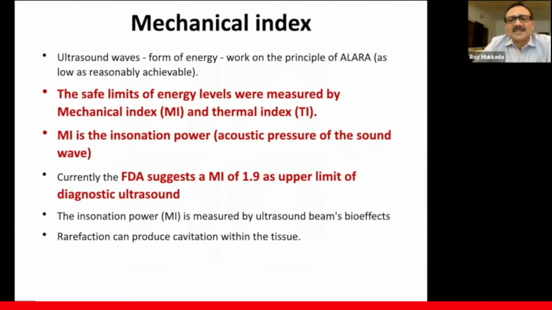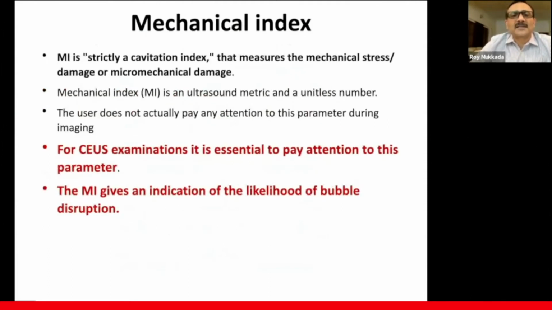Rarefaction can produce cavitation within the tissue. So as the mechanical index increases, it can produce tissue damage, tissue cavitation. So all the ultrasound machines are fixed at the FDA regulation, that's 1.9. We don't want that much of mechanical index.